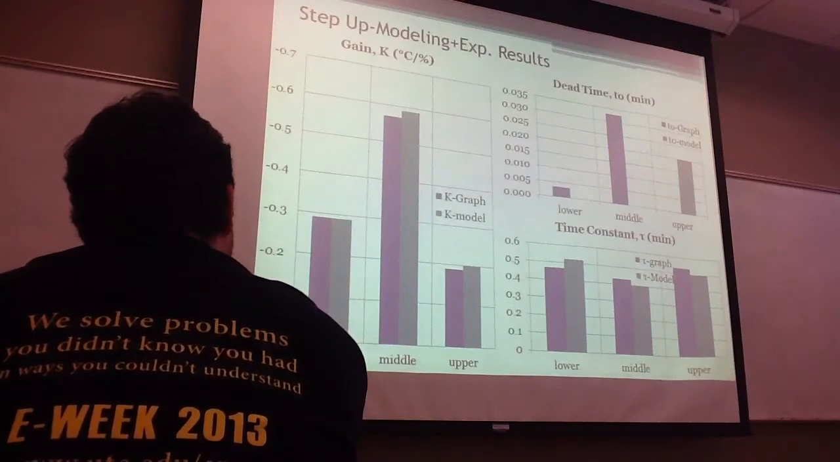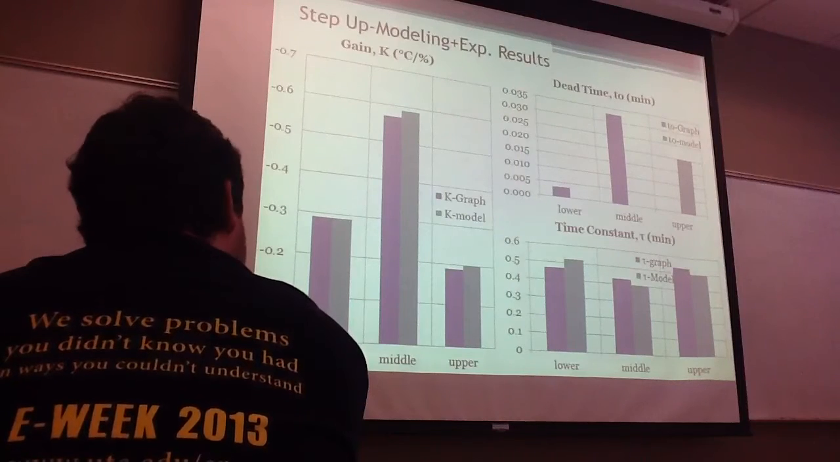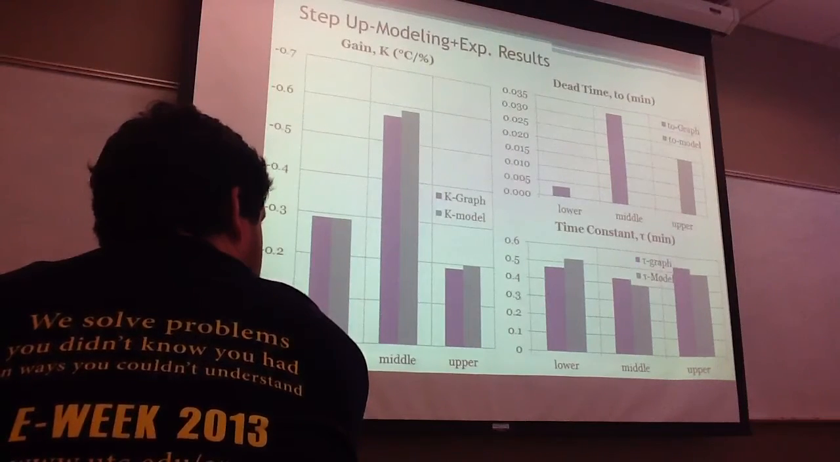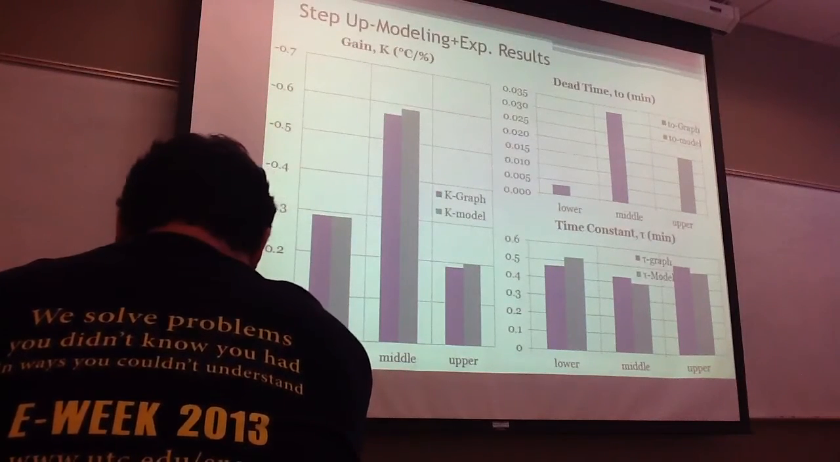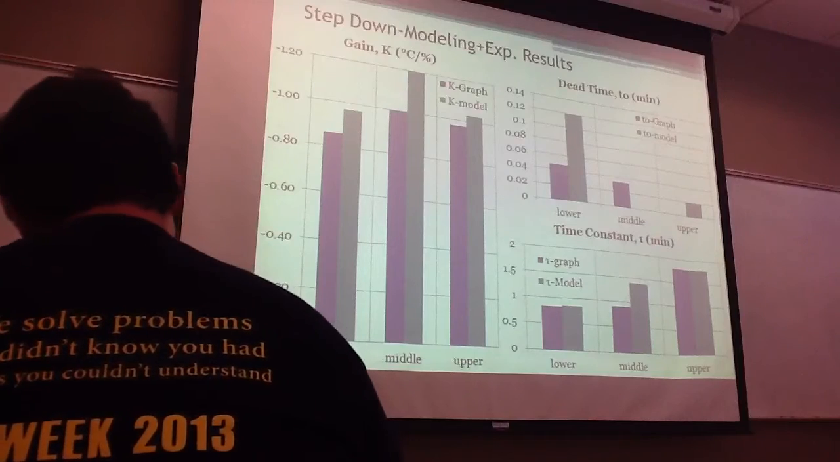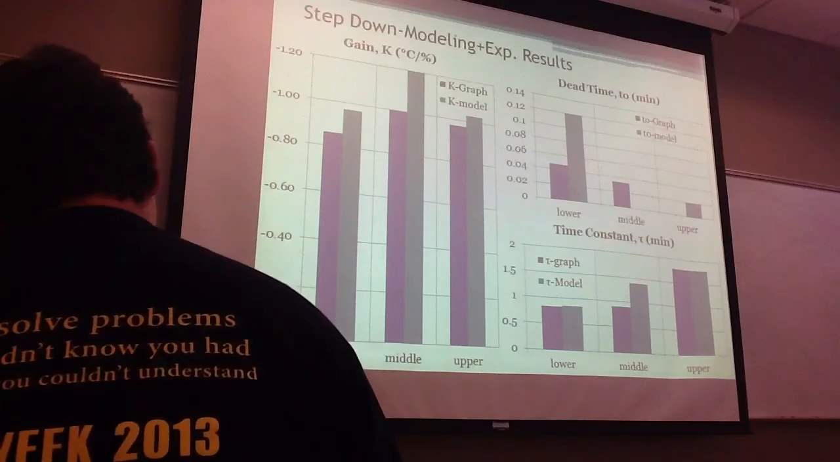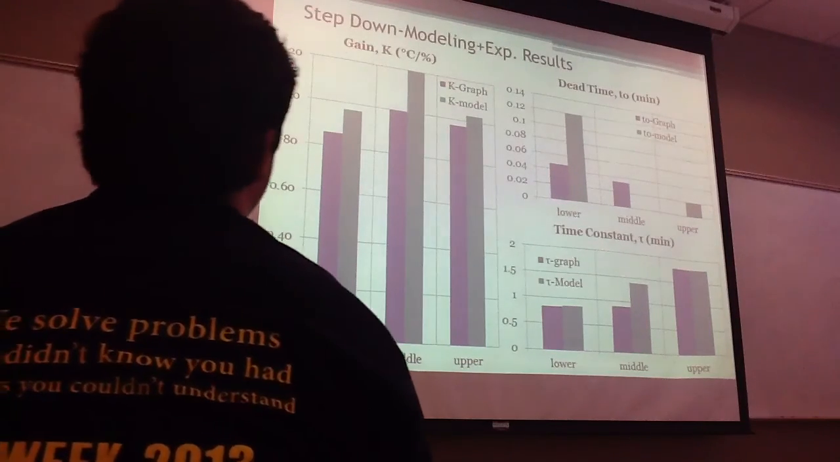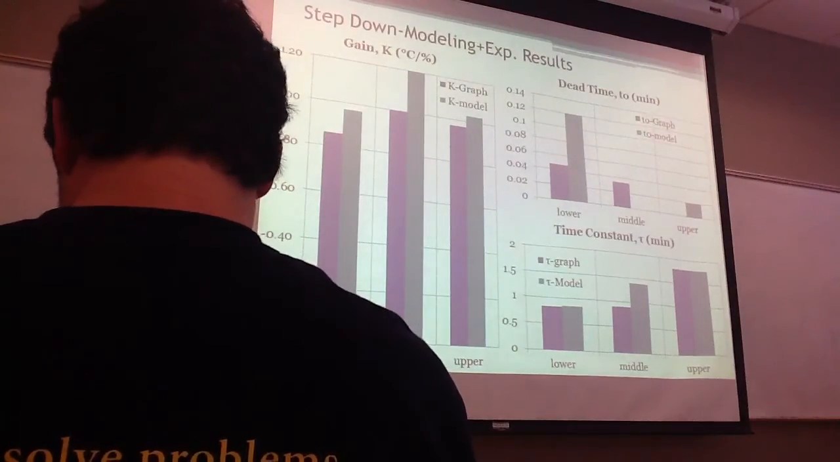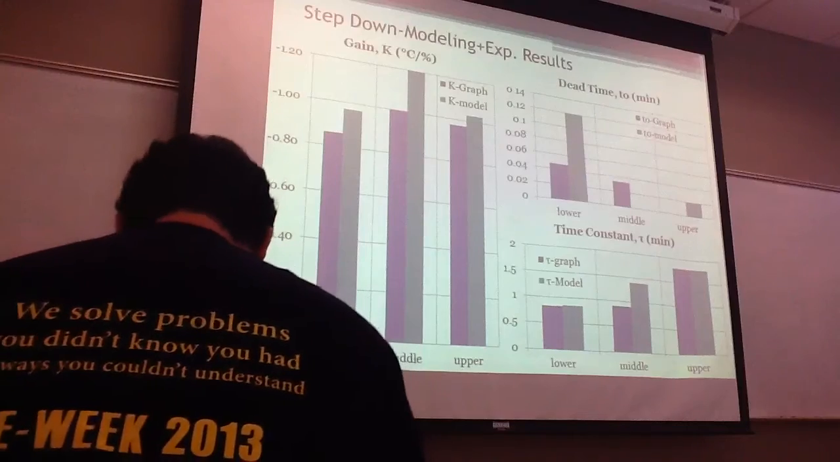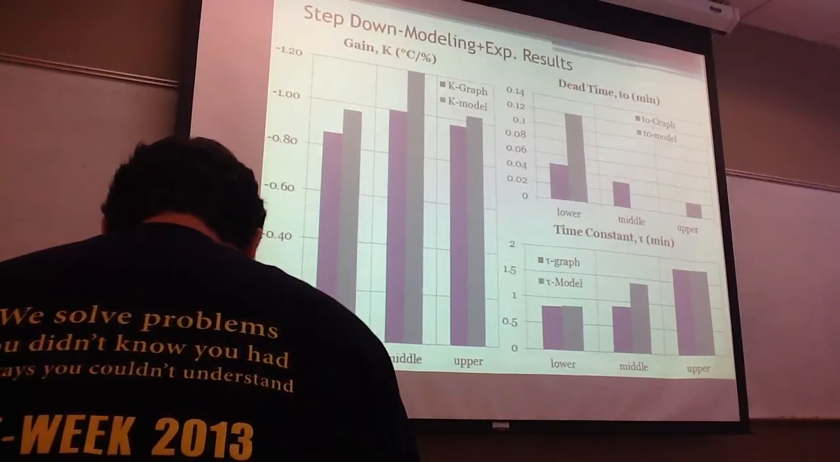And the gain in degrees Celsius per percent was around negative 0.2 for the upper region, around negative 0.3 for the lower region, and around negative 0.6 for the middle. Here are the results from the step-down experiments we had. The gain went up to around negative 1 degrees Celsius per percent for each. It varied a little bit from the models. The time constant went up as well.